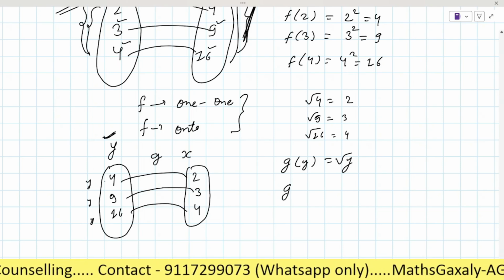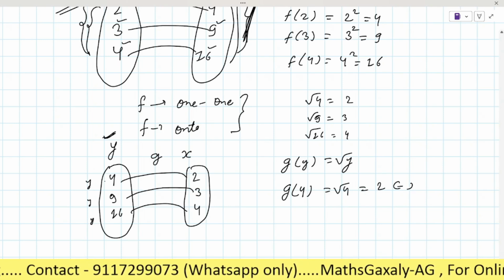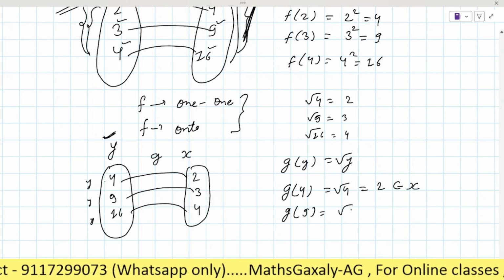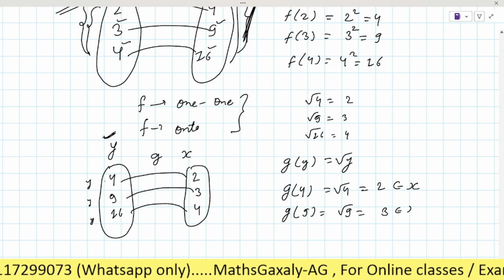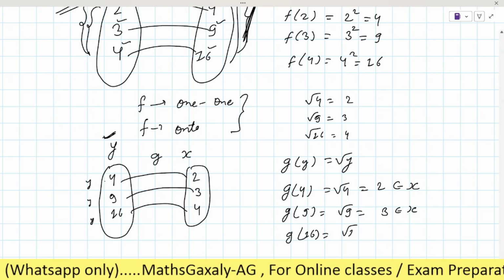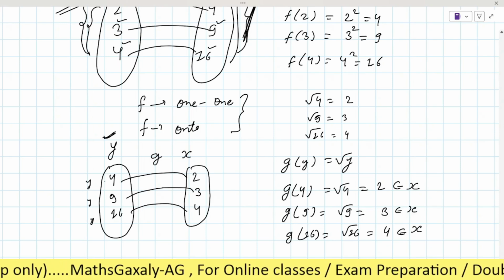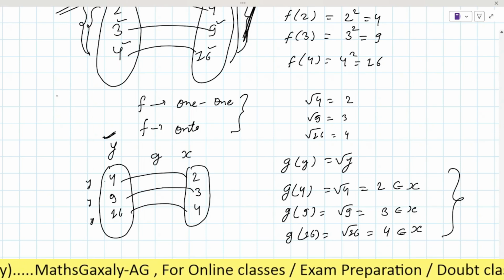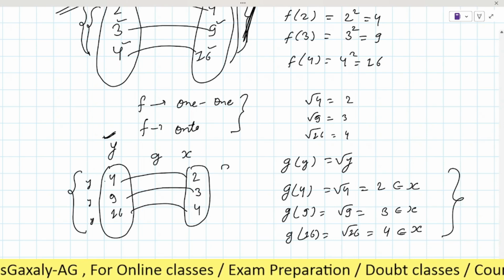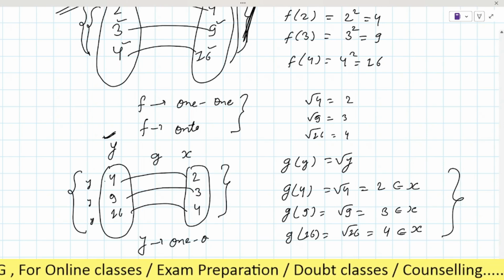Now let's check here. g(4) means root under 4, which is 2, which belongs to set x. g(9) means root under 9, means 3, which belongs to x. g(16) means root under 16, which means 4, which is an element of x. Is it clear? Now let's see. All elements of y have an image in x. So we can say that g is one-one function.